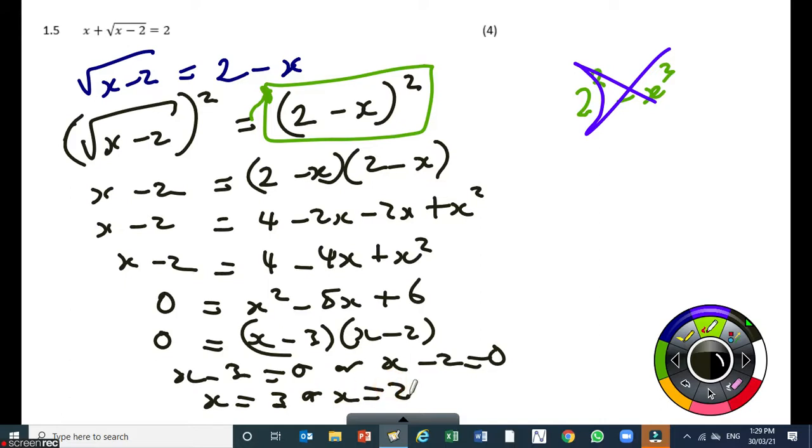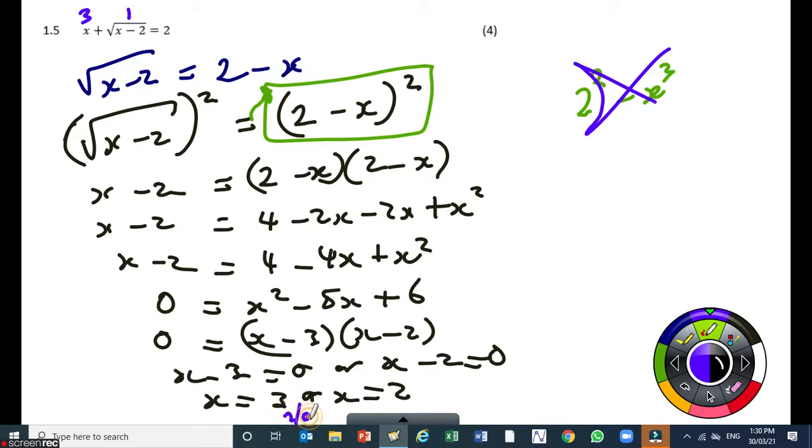I'm not done. It's a set, so I need to test those two answers. Okay? So you do a quick check to validate both answers. So where there is x here, if I put 3, I'll get 3 here. 3 minus 2, I'm going to get a 1 there. What is 3 plus 1? 4. It's a 4. Is 4 equal to 2? No. Which means this x equal to 3 is not applicable.